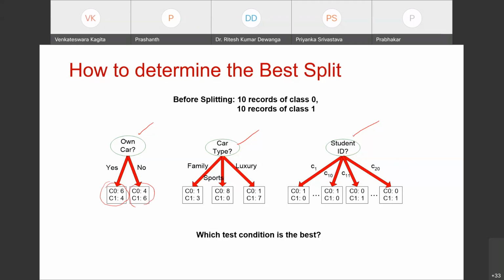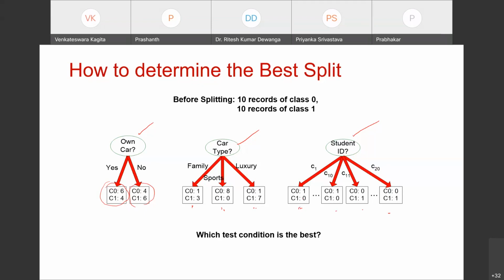Similarly, if I split based on car type, it has 3 values: family, sports, and luxury, and these are the class distributions at each node. Similarly, if I split based on student ID, because student ID is unique, I get 20 different values, from C1 to C20. Each one of them has a class distribution of either class 0 or class 1. Now tell me, which test condition is best among these 3?